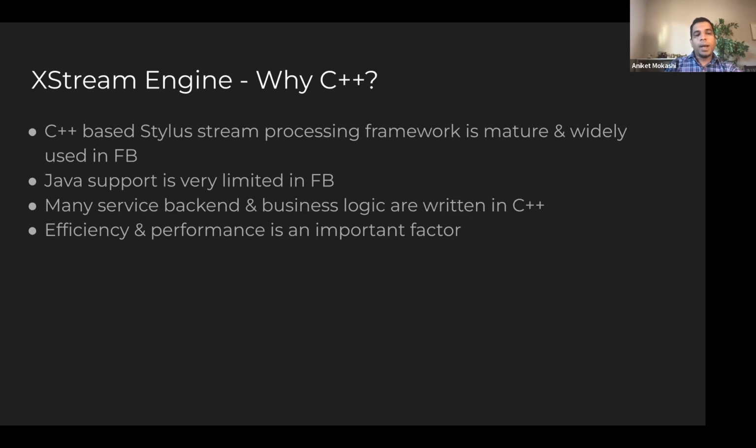Then many backend services, especially on the ML side and the ads side, are written in C++. So migrating their logic into something Java-specific is much harder, which is a problem we see when we onboard people on, for example, Spark or Presto, because they are Java-based systems. And then efficiency and performance are very important because at the scale that we run, the numbers really add up really quickly. So it is very important to pay attention to efficiency from the beginning.